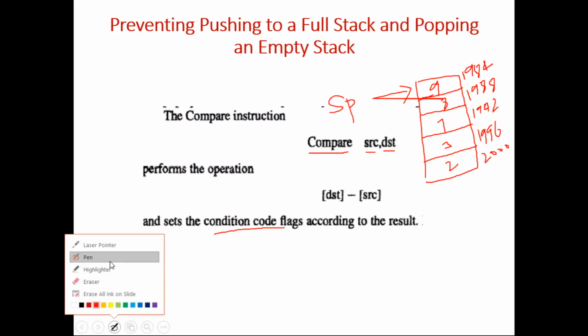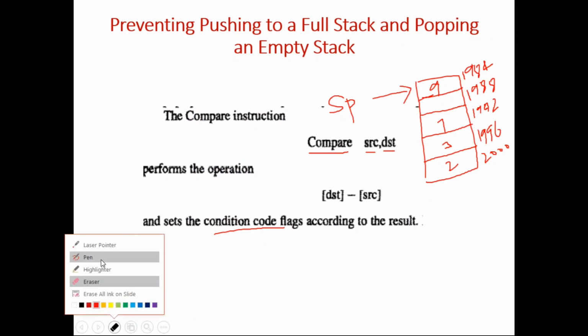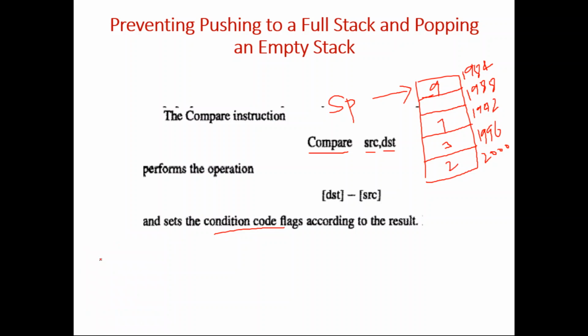So using compare, how can we check whether the stack is full or not? We know the topmost address of the stack is 1984. You have to check whether that address is in SP or not. For that you have to write compare source, destination. Let us say the source is SP. Compare SP, and the destination address is 1984. With that we want to compare 1984.